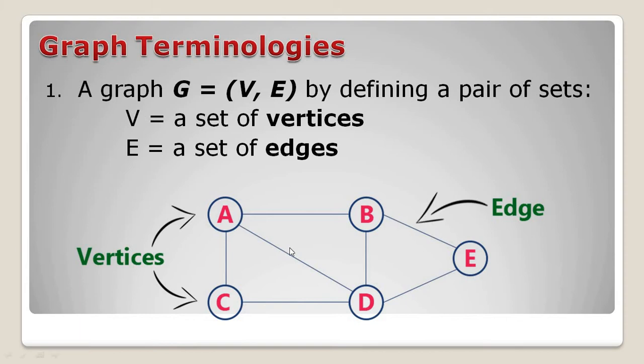So in this example, A, B, C, D, E, these are what we call vertices, or nodes, and we have the lines in between, like A to B, that is what we call a connection, or we have B to E or D to E or C to D or A to D. So these are what we call edges. And the set of vertices and set of edges we call a graph. And this is the first terminology of the graph.